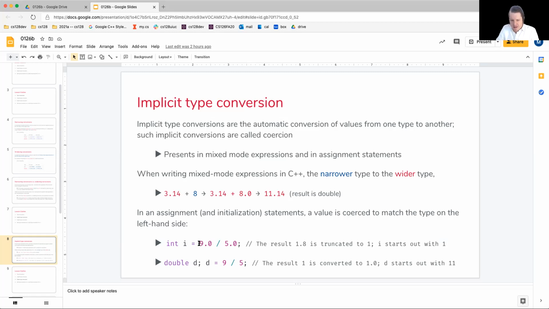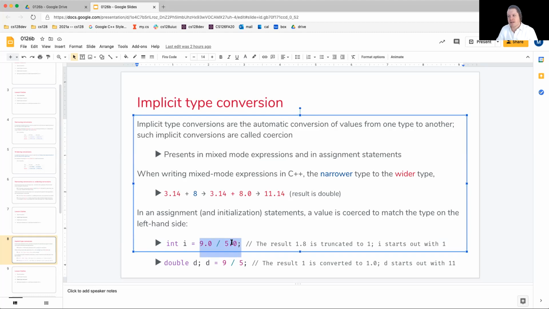So if we have integer i equal to 9 divided by 5, assignment is going to happen right to left. So this gets evaluated first. It's double divided by double, so the result will be a double. That result is 1.8.